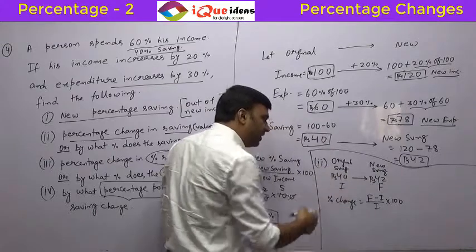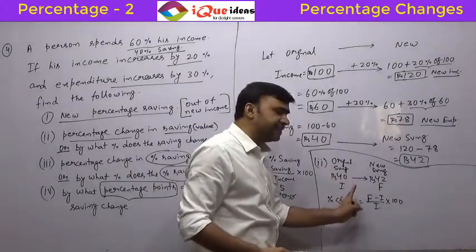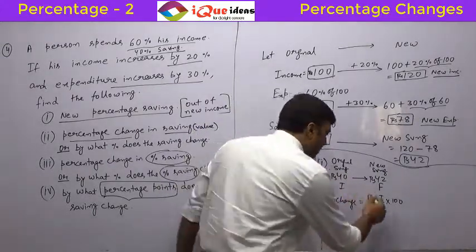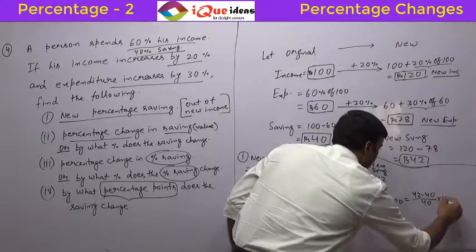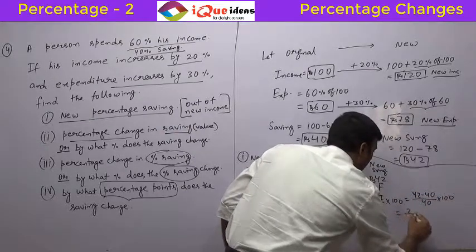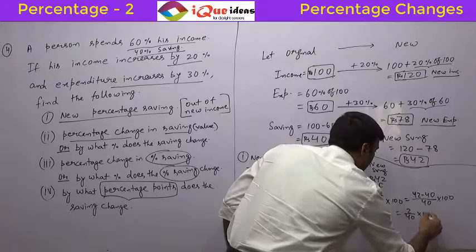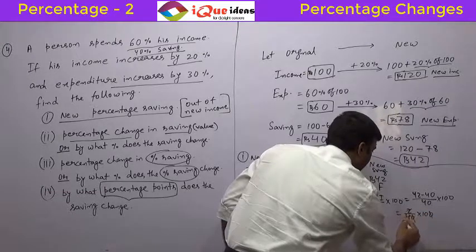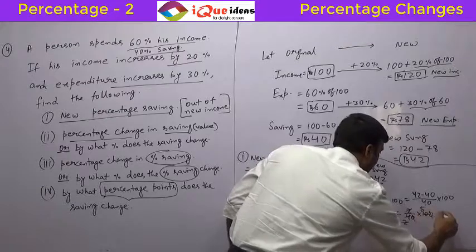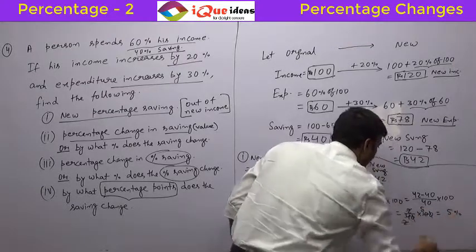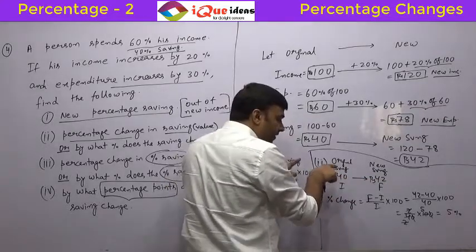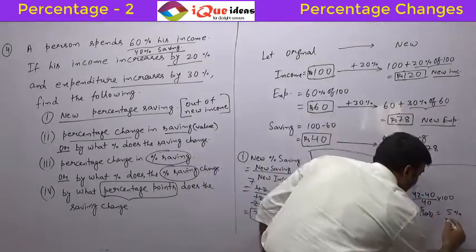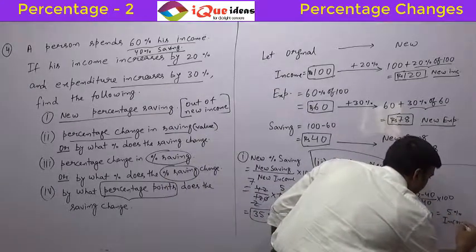We can very clearly see that the saving value has increased. Right? So it is 42 minus 40 divided by 40 into 100. Now 42 minus 40 is 2 by 40 into 100. Right? So 0 and 0 cancel. 2 cancels 4 2 times, 2 cancels 10 5 times. So it is 5%. And this is a 5% increase. See, the saving value has increased. So the answer will be 5% increase.